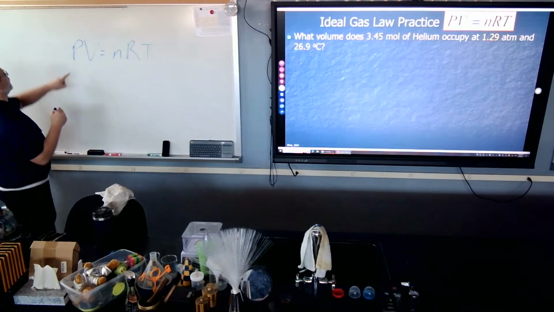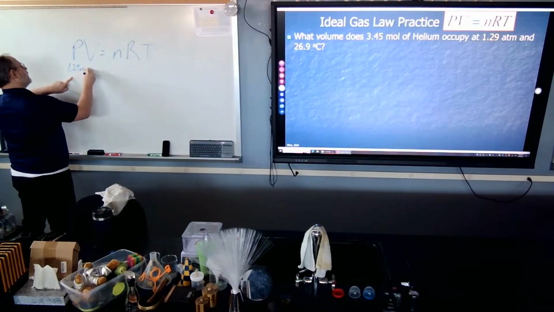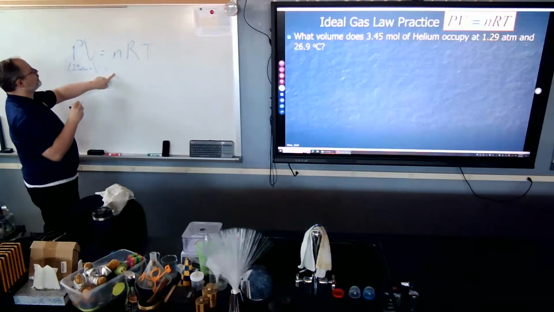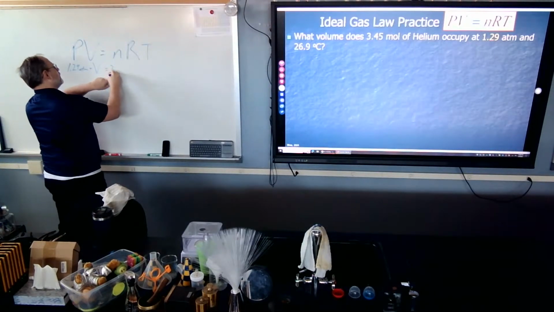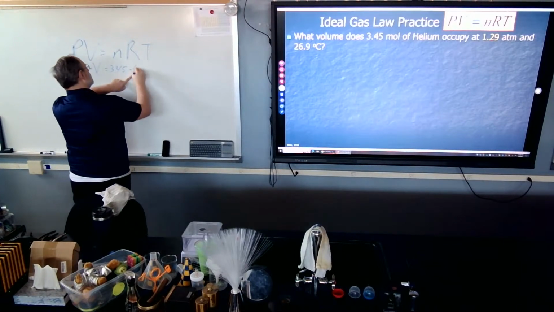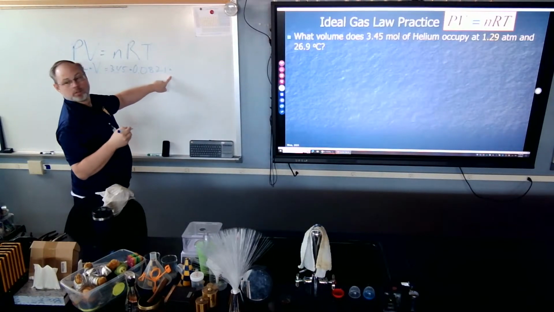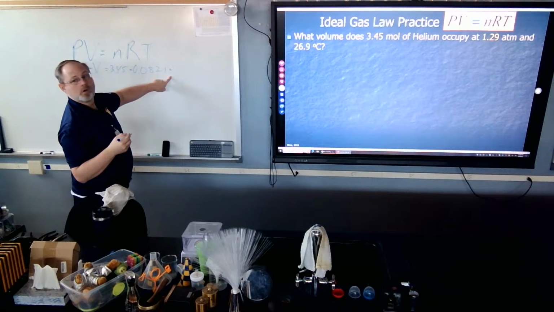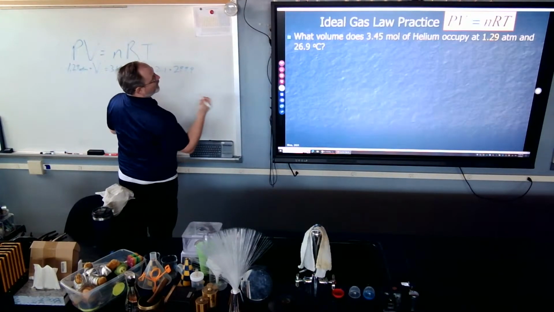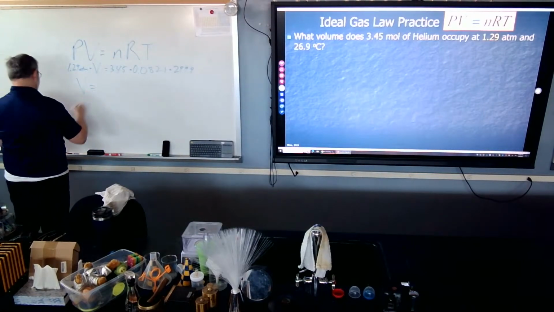Anyway, so the pressure. What am I going to put in for pressure, P? 1.29 atmospheres. What am I going to put in for volume, V? That's what I'm solving for. What am I going to put in for n? 3.45. What am I going to put in for R? 0.0821. And what am I going to put in for T? 299.9. Yeah, 299.9. Anyway, doing this, solve for the volume.